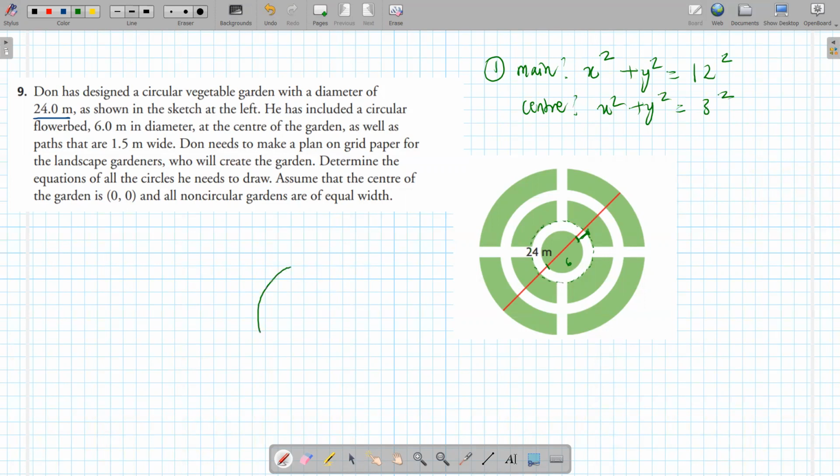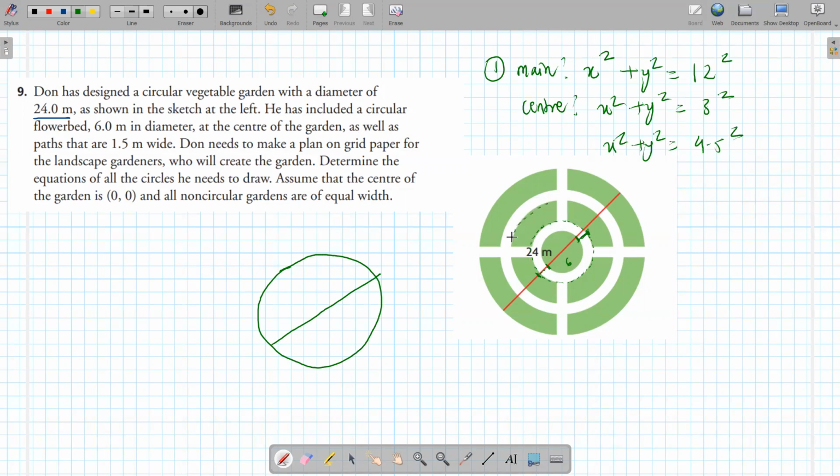Right? That circle has a diameter of what? 6 in the center, 1.5 here, 1.5 there. That means 9, right? 9. So that means it's going to be x squared plus y squared equals 4.5 squared for this one, okay?